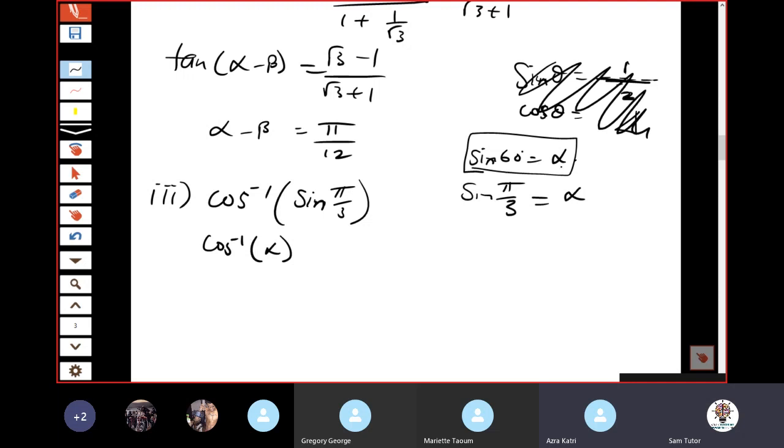So if I've got sine 60 is equal to alpha, same thing. There's your right angle, there's your 60 degrees, sine 60, opposite over hypotenuse is alpha over 1. So the bottom is the square root of 1 minus alpha squared.